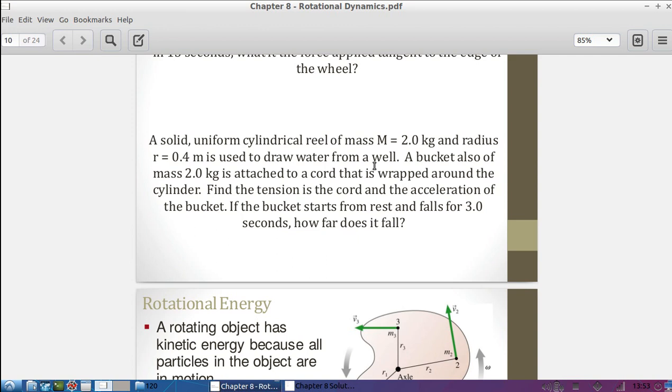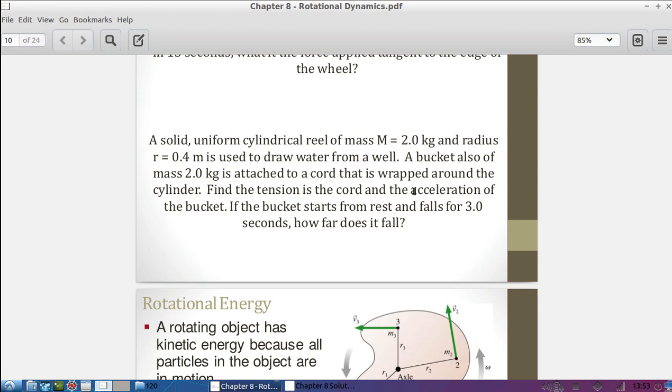So there's a bucket suspended by a string, and this wheel, we rotate it, and then we lift the bucket. If we were to let go of the wheel, that bucket would accelerate in the negative y direction, and it would cause the reel, or the wheel, whatever this disc is, to rotate. The bucket also has a mass of 2 kilograms, and the cord is wrapped around the cylinder. So we're looking for the tension in that cord, and then the acceleration of the bucket.